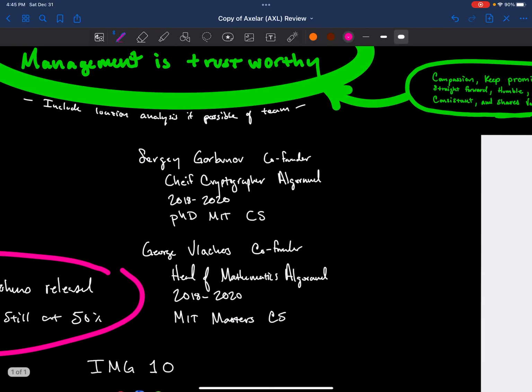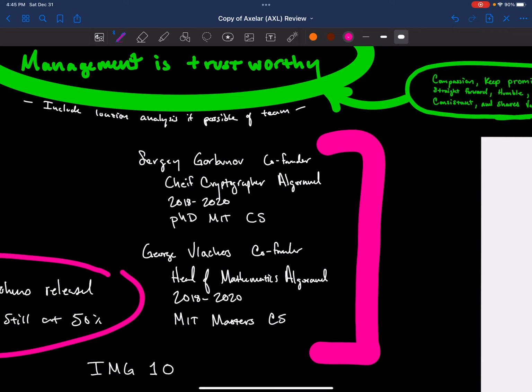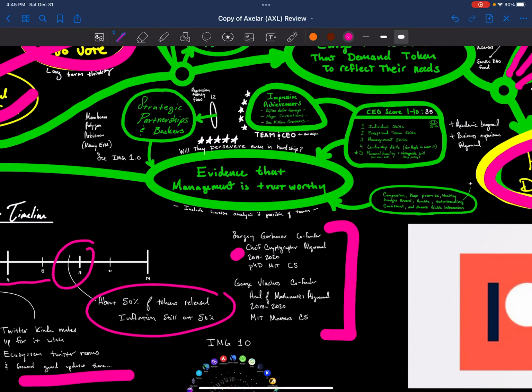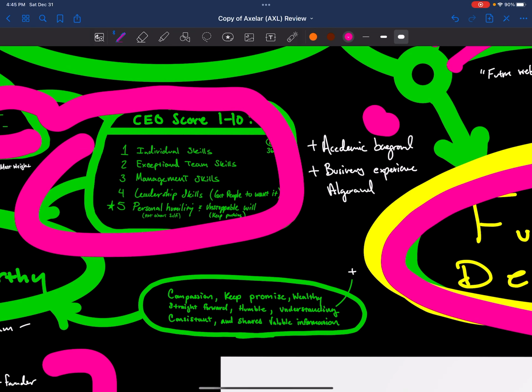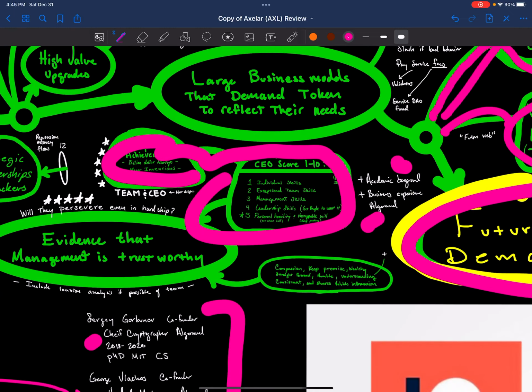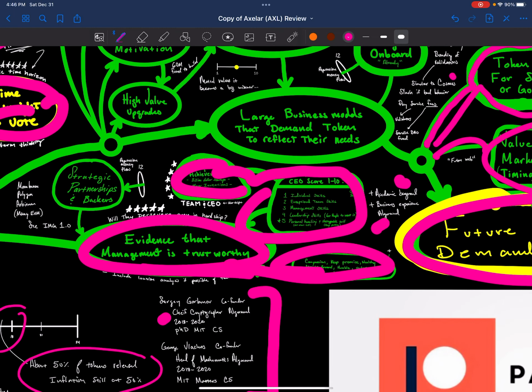Regarding the team, very strong team for this project. Sergey Gorbunov, co-founder, chief cryptographer from Algorand. He worked there from 2018 to 2020. He's got a PhD from MIT in computer science. So that's a strong resume there. George Vlachos, co-founder, head of mathematics at Algorand. So you can see it's got an Algorand background. MIT master's in computer science. So these founders have experience. They've seen the show. They've done the thing before. So they're a solid team. They have an academic background and business experience from Algorand. So a solid team. Now the question might be, why did they leave Algorand?